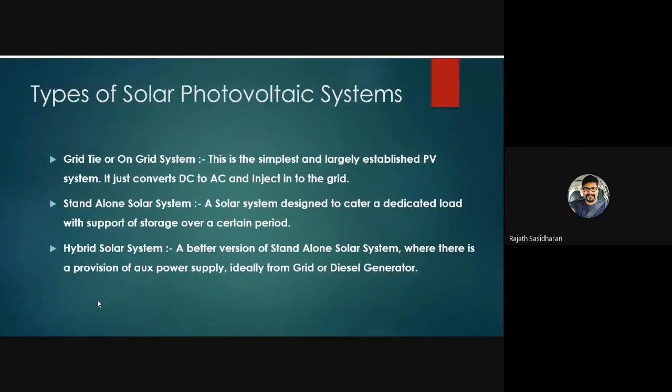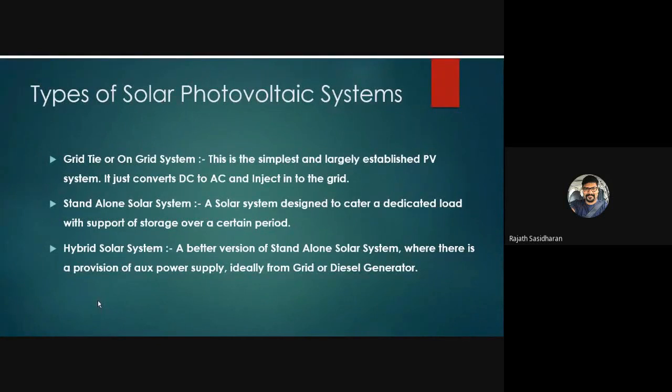Now let's get into a little bit of detail on the types of solar PV systems that you will find in the market. The first and foremost is the grid tie system. That's the simplest and most widely used solar system in the world. It's simple, it is cost effective, and it is relatively less expensive as well.